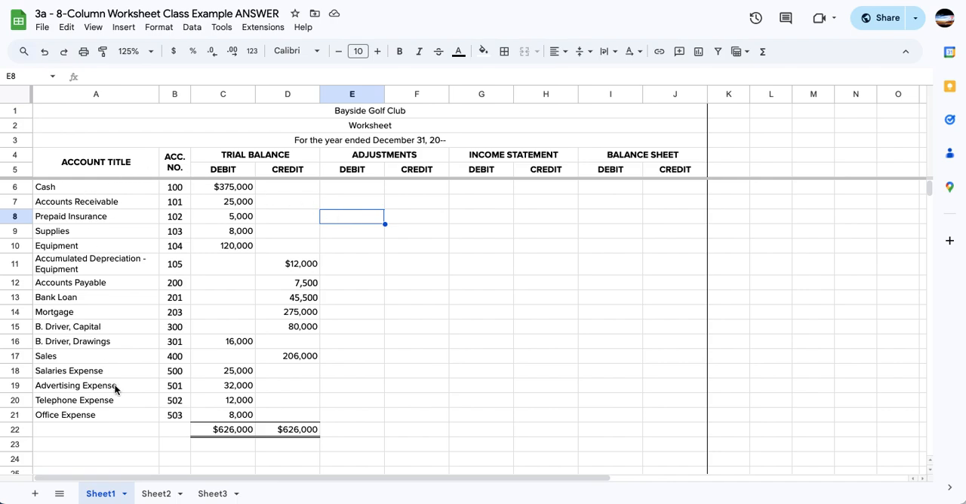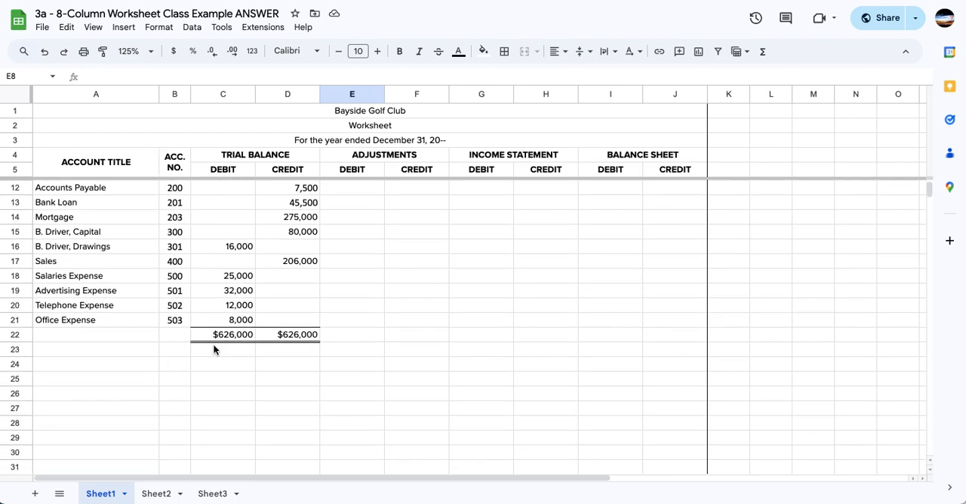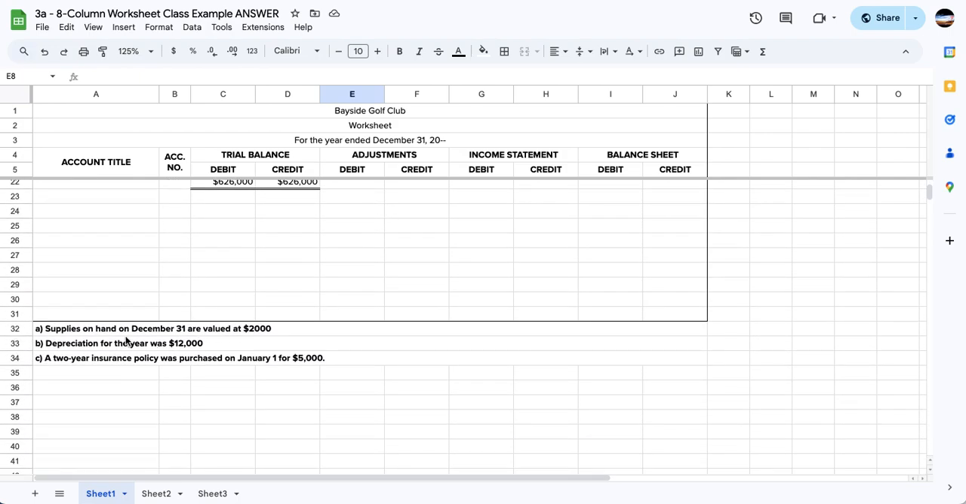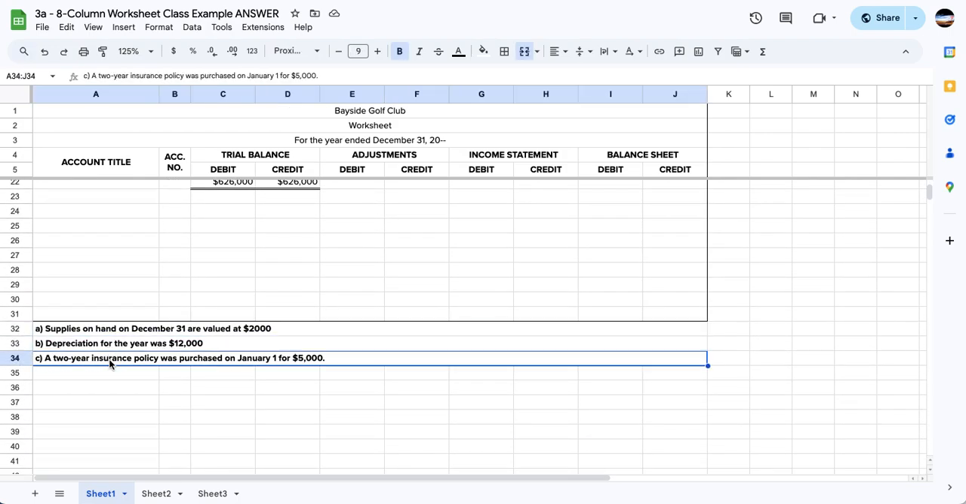Typically what you'll see is our assets, liabilities, capital, revenues, expenses, etc. listed within the trial balance. We see that left side equals right side, so everything's good to go. And then at the bottom, you're going to be given some scenarios here. And these are the adjusting entries we are going to do.